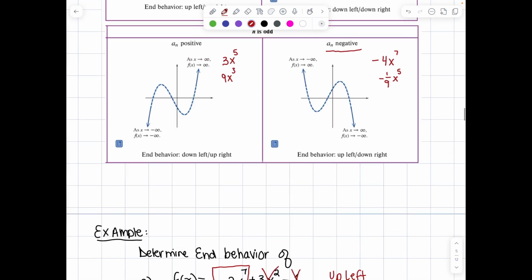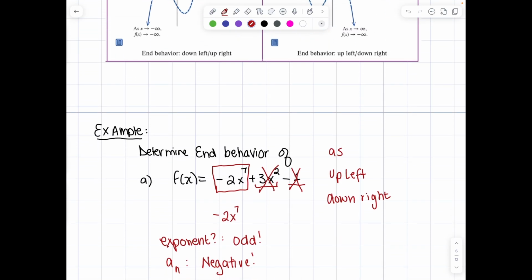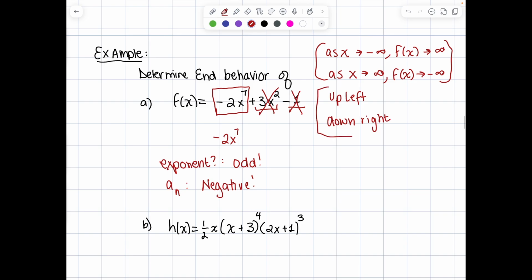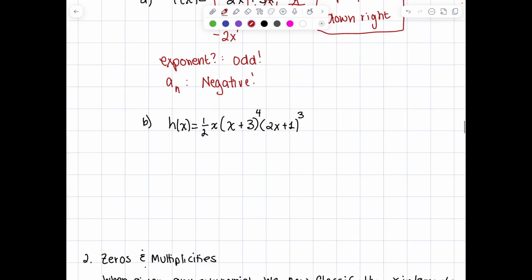Or as x approaches infinity, f of x approaches negative infinity. That's what this is saying. And then as x approaches negative infinity, f of x approaches infinity. So they're always opposite to each other. That's how you would write it mathematically, and this is common, like just everyday language we would use. Okay, let's do this next one.